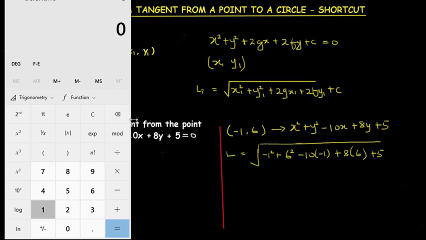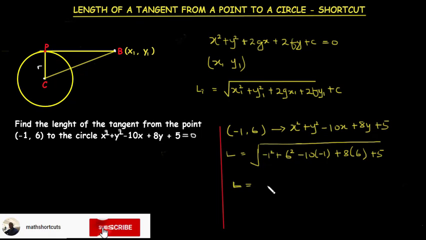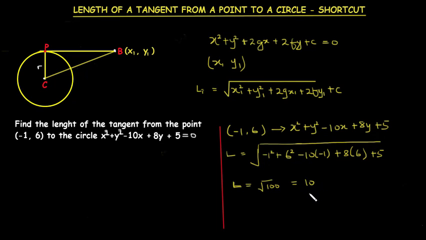So we have 1 plus 36 plus 10 plus 48 plus 5. That should give us 100. So we have L is equal to root of 100, and that is equal to 10. So the length of the tangent is 10.